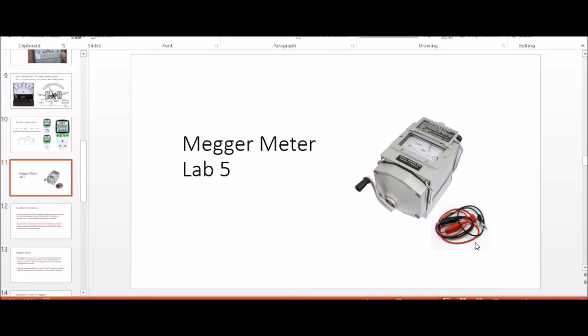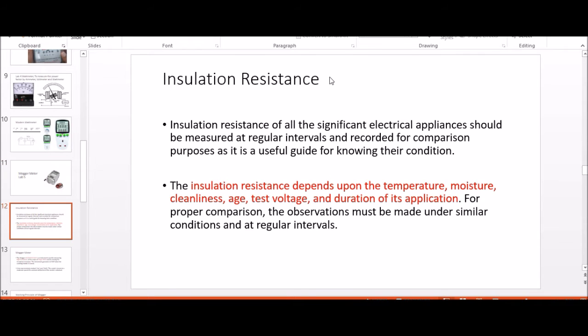Assalamu alaikum students. Today we will be discussing the Megger meter, which is your fifth lab, and it's on the equipment which is actually used in your lab, somehow like this. But yes, digital Megger meters are also present, which are more accurate and give you a more precise value of resistance.